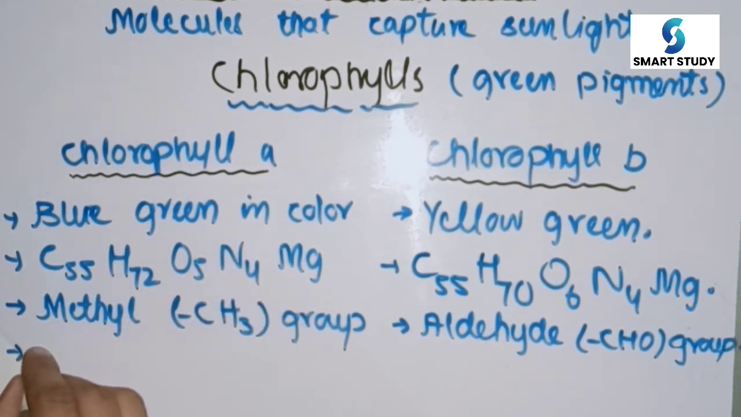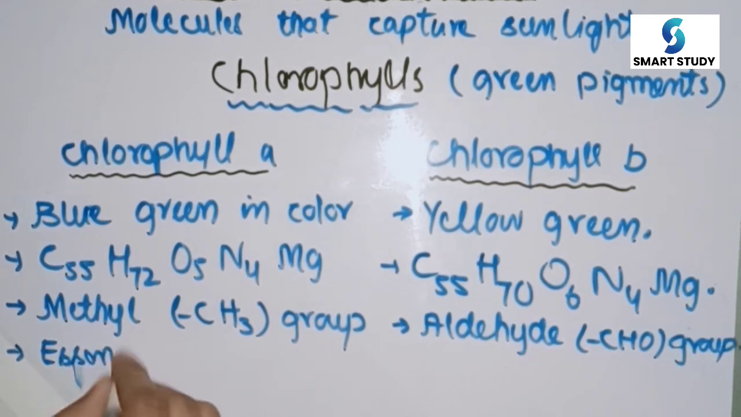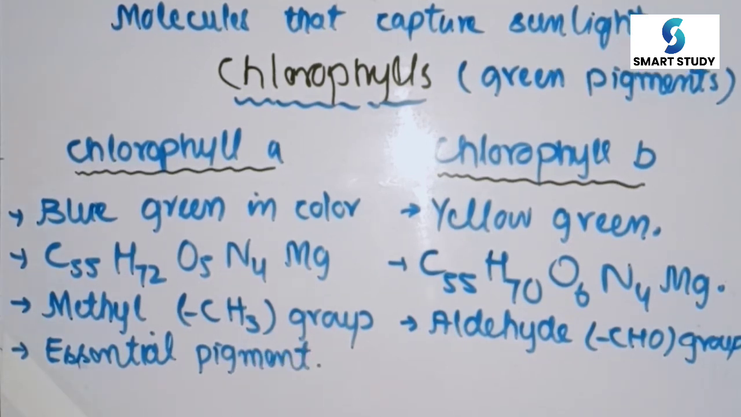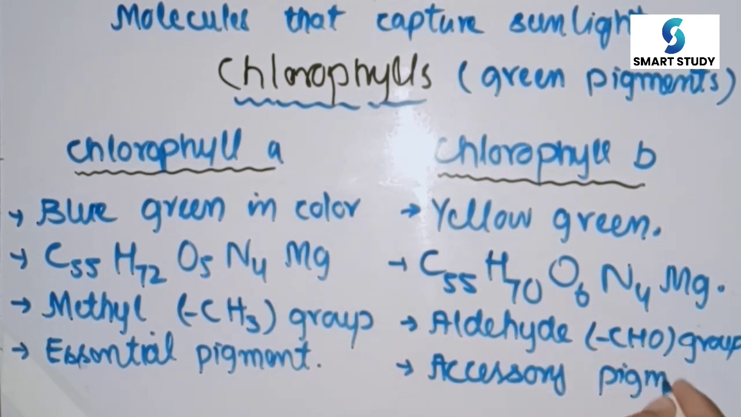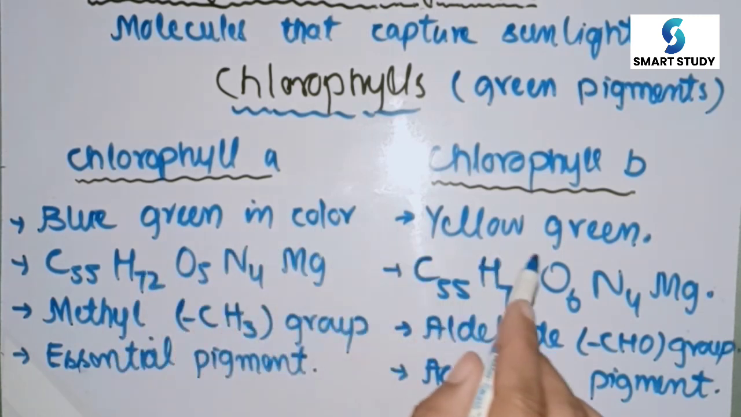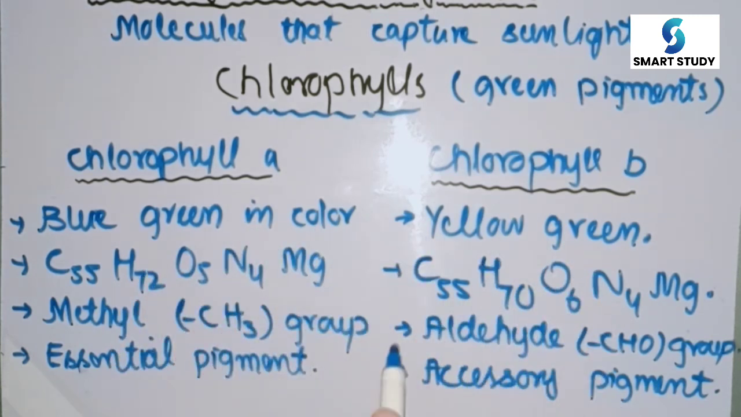Chlorophyll A is known as the essential pigment because it absorbs and converts light energy into chemical energy. And chlorophyll B is known as an accessory pigment. It absorbs light and transfers it to the chlorophyll A molecule. So these are a few differences between chlorophyll A and chlorophyll B.